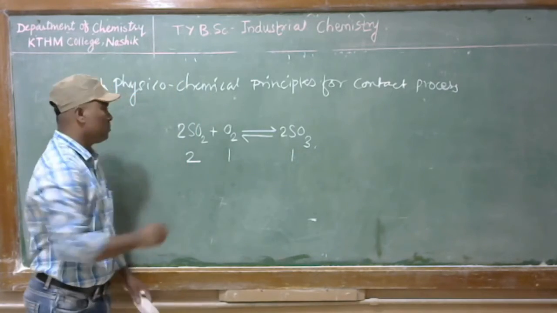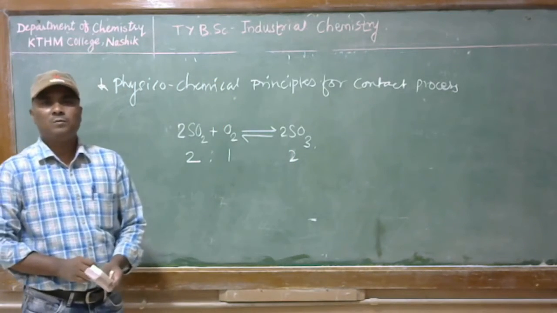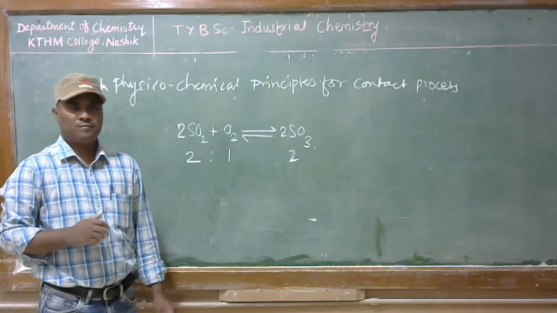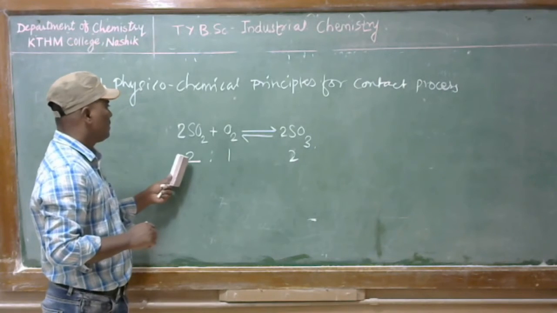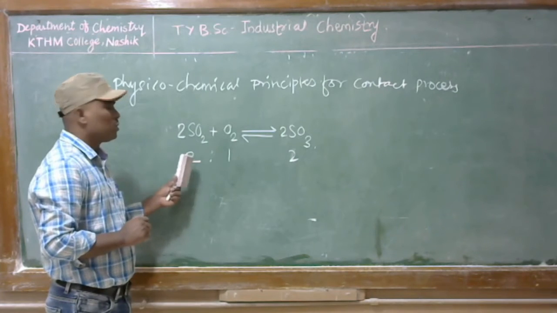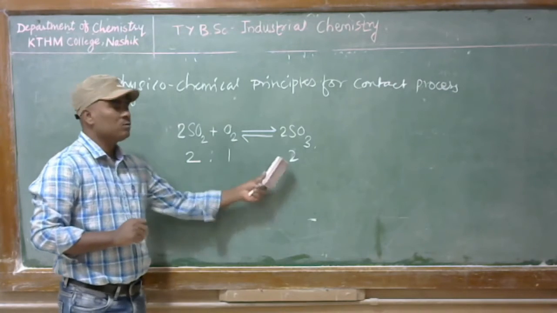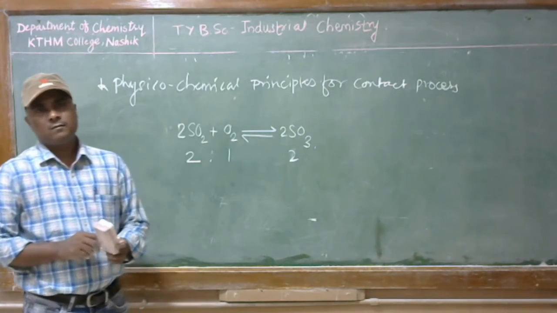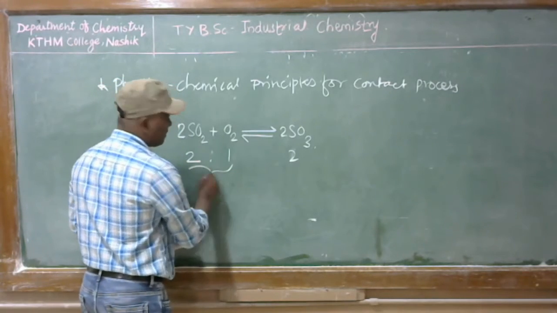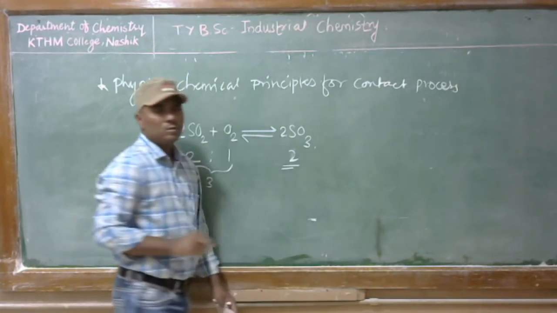What is this 2? The coefficients give the net volume of the reactants and the net volume of the product obtained in the reaction. This is a reversible reaction. When we react 2 equivalents of SO2 and 1 equivalent of oxygen, it gives 2 equivalents of SO3. So basically the reactant is in 3 volumes and the product we get is in 2 volumes.